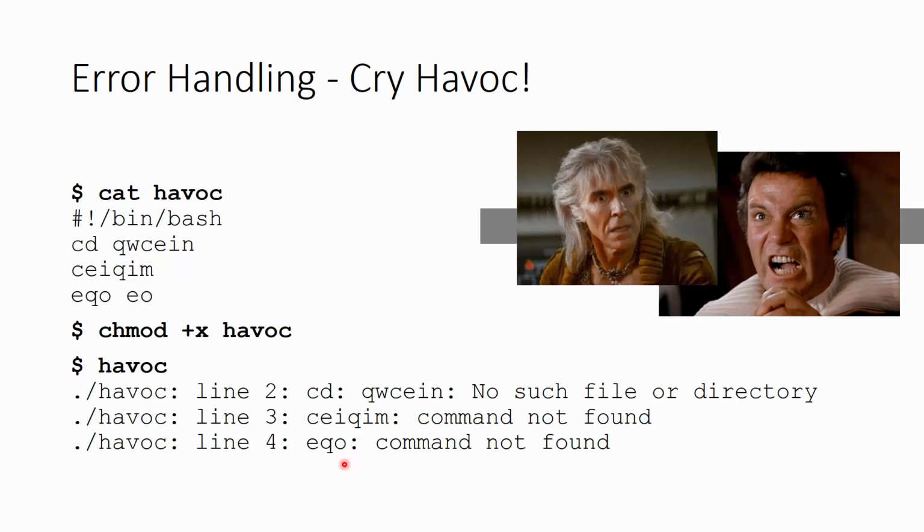So another way we can look at the error handling here, or an example of the way Bash is doing its error handling, is imagine I've got some script called havoc, and in this one I have a normal looking Bash shebang line, and then I cd to some bogus directory, and then I try to run some bogus command and run some other bogus command. So here I give it permissions to run as an executable and then run it.